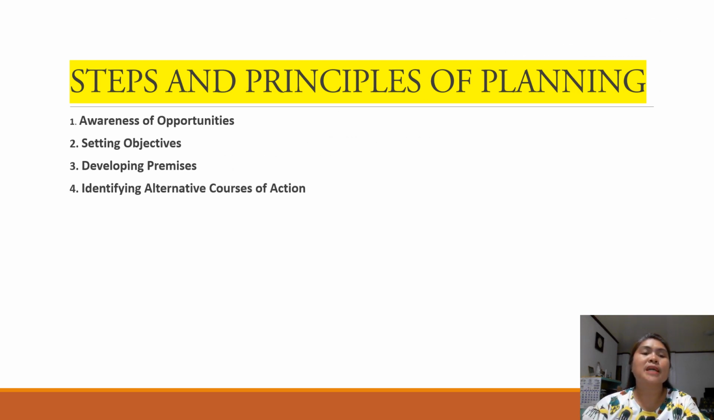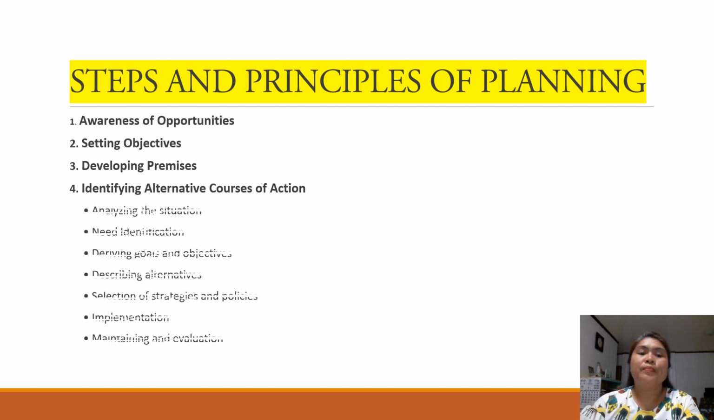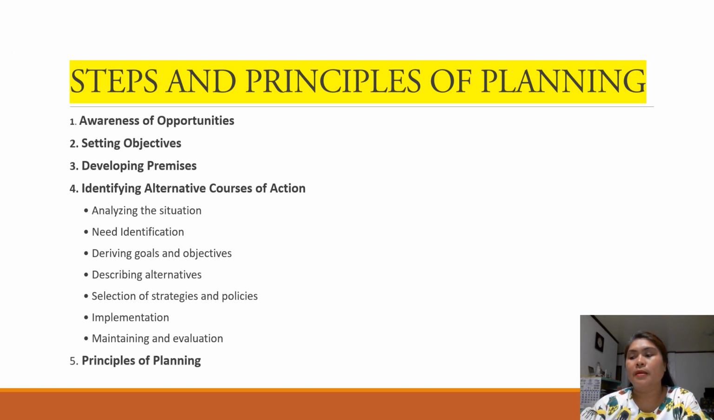The fourth one is identifying alternative courses of action. Here, we also need the following steps. First, analyze the situation. Next, you need to identify. Then derive goals and objectives. Then describe the alternatives. Then you select the strategies and policies, implement them, then maintain and evaluate. The fifth step is the principles of planning.